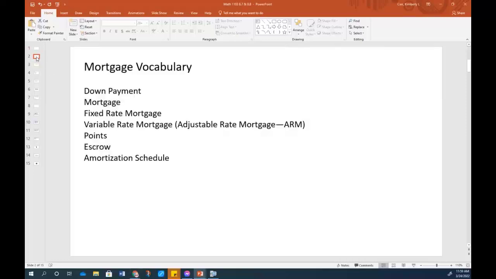So getting started, just some vocabulary that goes right along with mortgages. When you have a down payment, then you are looking at the amount that you are going to put down on a house to lessen how much you have to finance. And the mortgage is actually the long-term installment loan, and it's used for the purpose of buying a home or property, and that home or property is then the security for the payment.